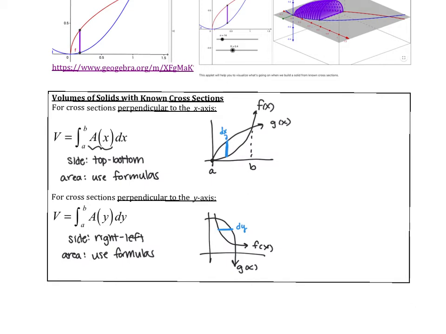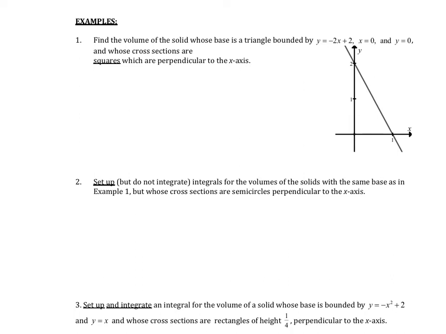Okay, let's look at some examples. So let's look at this first example. It says, find the volume of the solid whose base is a triangle bound by y equals negative 2x plus 2, x equals 0, and y equals 0. So if we can picture the base of this shape, and maybe if it helps you, the base of my shape is this triangle right here. So this is going to be the bed of my 3D printer, what's on the 3D printer. Now what's coming up from it, it says the cross sections are squares.